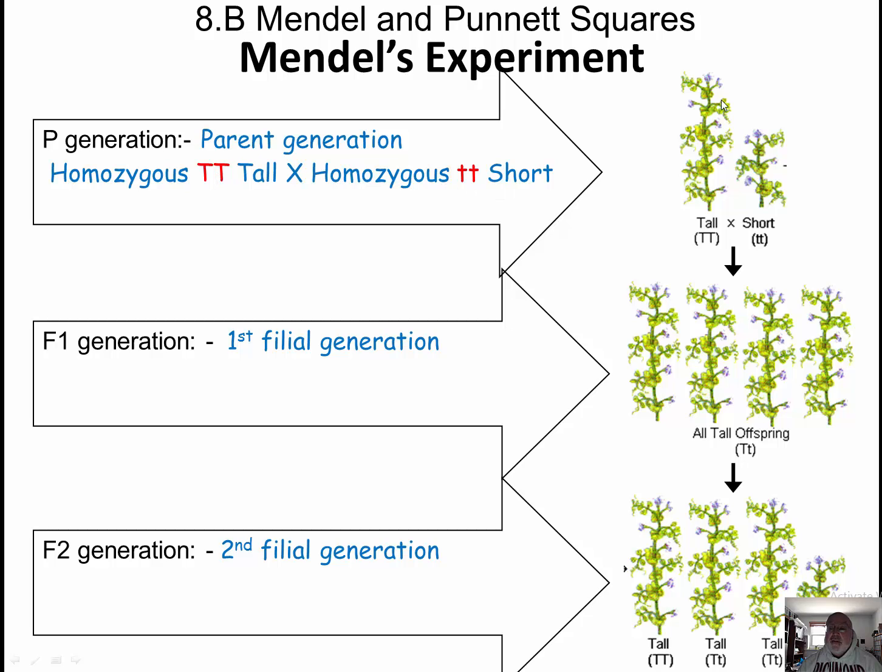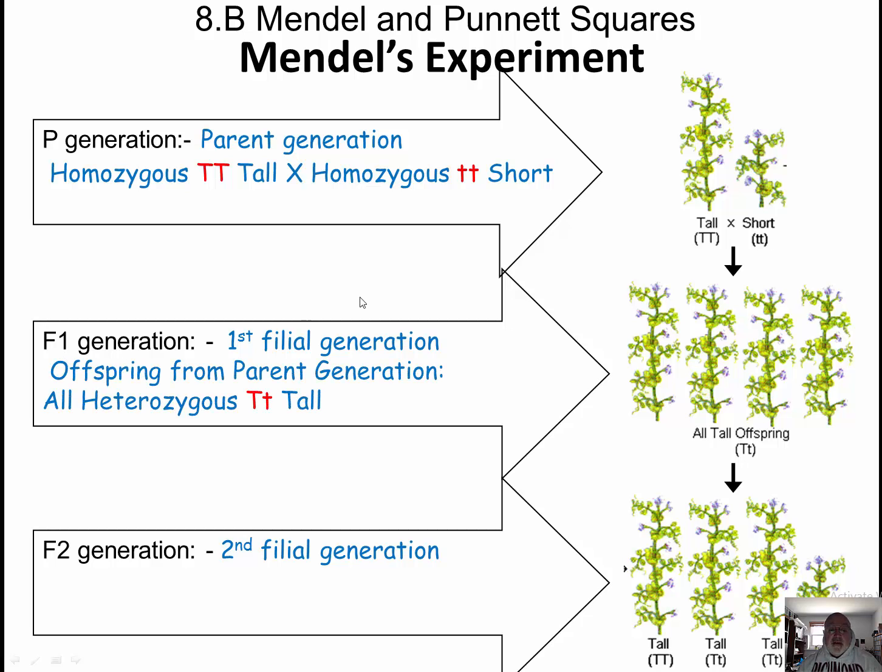Okay, so he took those and he crossed homozygous tall and homozygous short, 6 to 7 foot or 1 foot. Everything else on there is probably the same. He got down to the first filial generation. He calls this the F1 generation. The offspring are all going to be heterozygous. They're all going to get a tall one from one parent, and they're going to get a short one from the other parent.